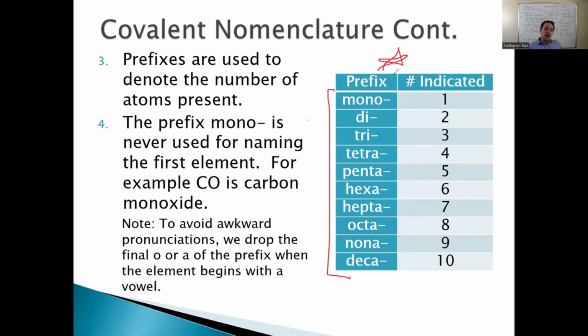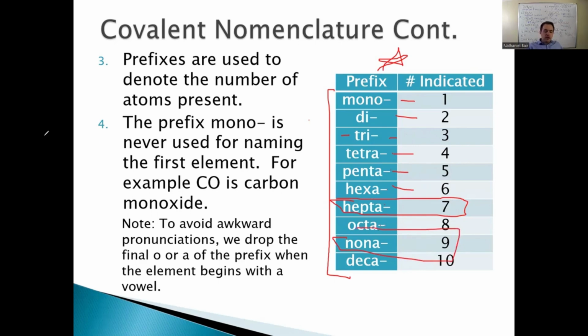The good thing is that once you get to tri, it's very similar to geometry: triangle, tetrahedron, pentagon, hexagon, heptagon, octagon. So you've got to memorize these. Our prefix for one is mono, for two is di, tri, tetra, penta, hexa. Everybody always forgets seven. 7 is hepta, octa for 8. Everybody always forgets 9. 9 is nona, and then 10 is deca.